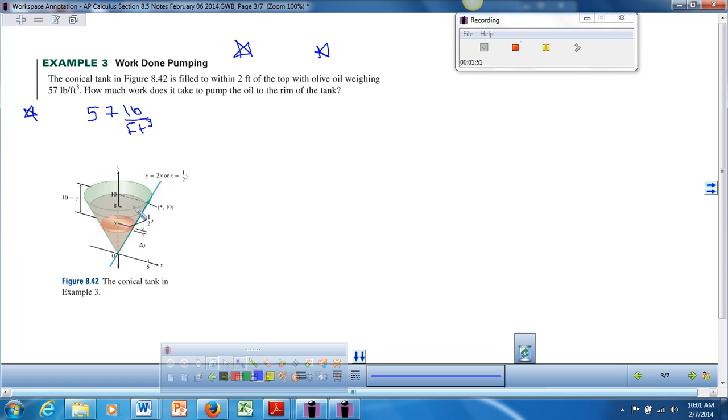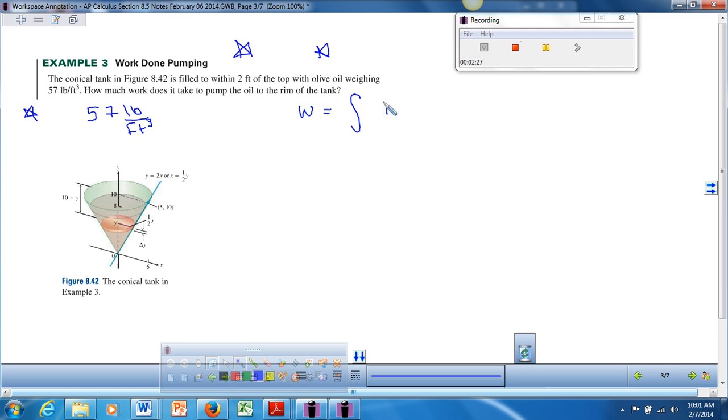of the tank? So let's be clear. We have this tank, it's filled up from the bottom up to 8. And when they say pump the oil to the rim of the tank, they mean pump all of the oil. Right? So we are emptying the tank. It's spilling out of the top. All right. So we are going to find work.